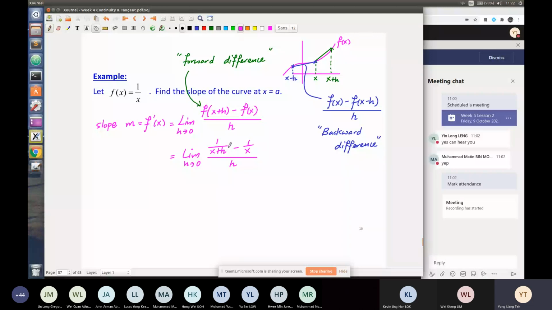Of course this looks a bit funky, and you will want to simplify it by making the common denominator. So hence I just multiply by x over x here. So you get x minus x plus h over x times x plus h, then over h. Let me just put the limit a bit lower, because it applies to the entire fraction.